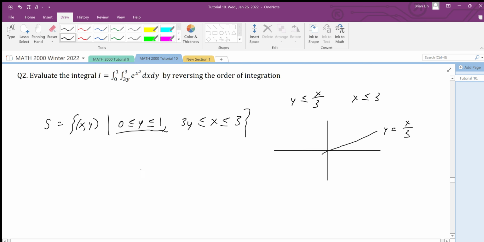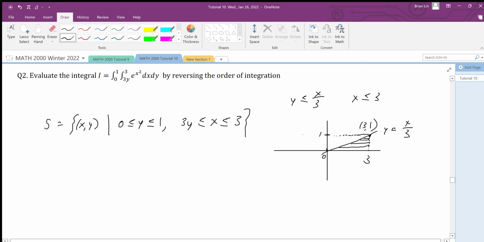Here, we're also told the y values go from 0 to 1. So let's say y is 1 up here, and y is 0 at the origin. Very fortunately for us, this point here is (3, 1). So if we satisfy y values going from 0 to 1, and we're also below the line, and our x values go from 0 to 3, what we have is this: horizontal strips. It's the region in this triangle.